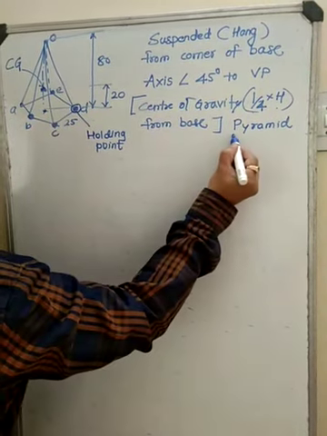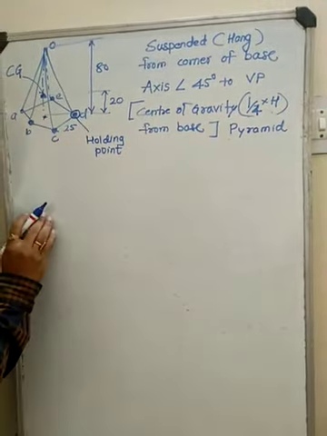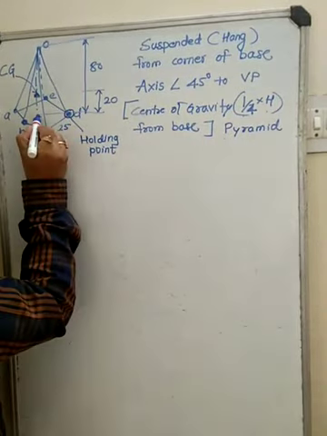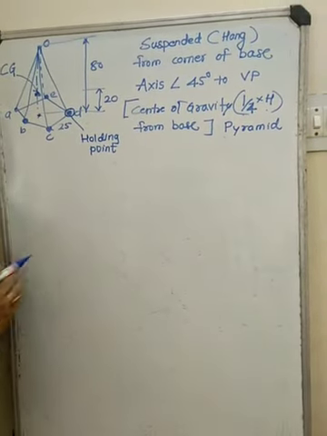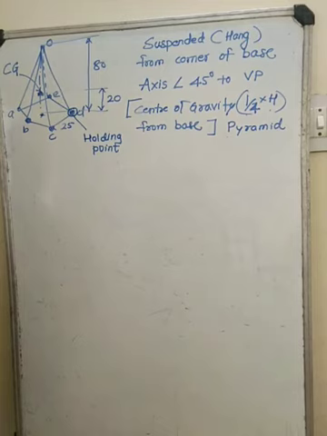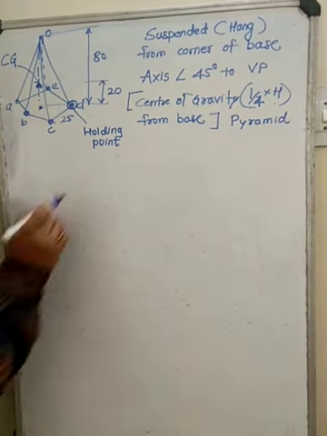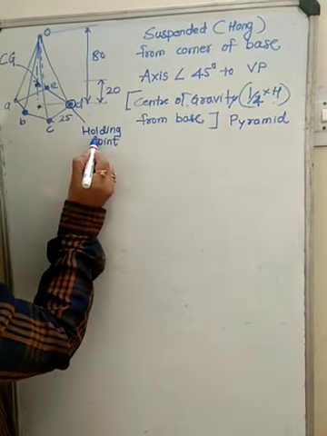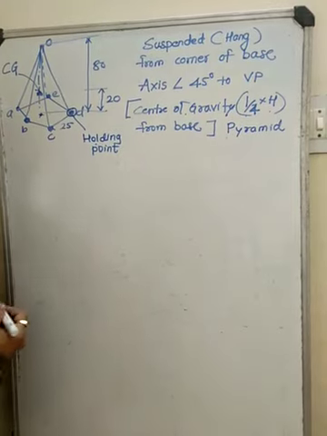In case of a pyramid, with height 80, the center of gravity is 20 mm away from the base. You should know the center of gravity, and you should know the holding point. Holding point means what?